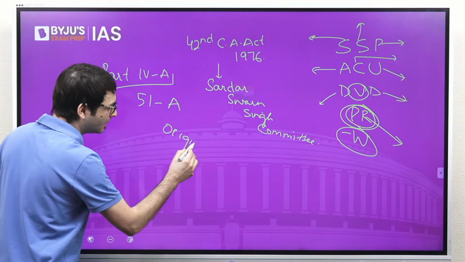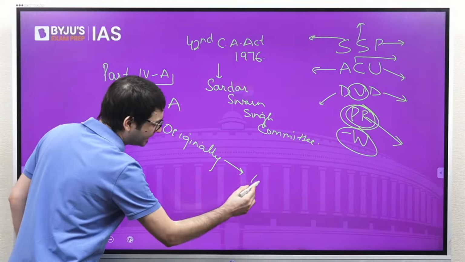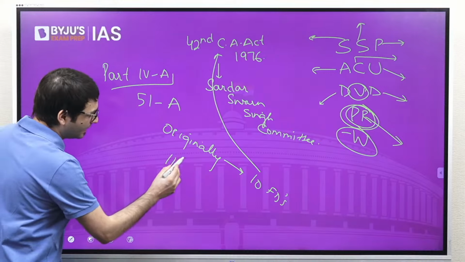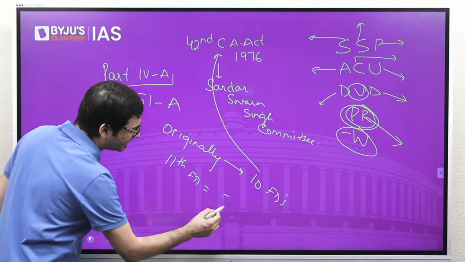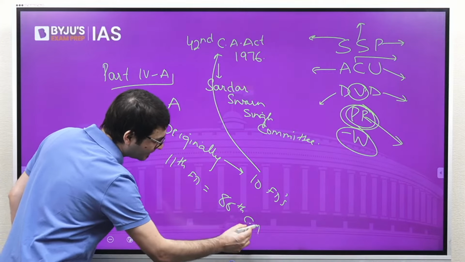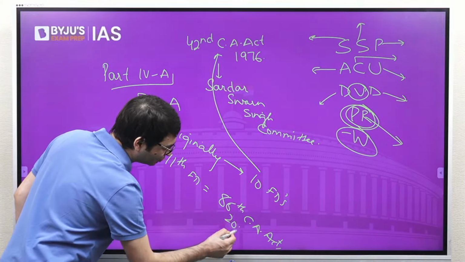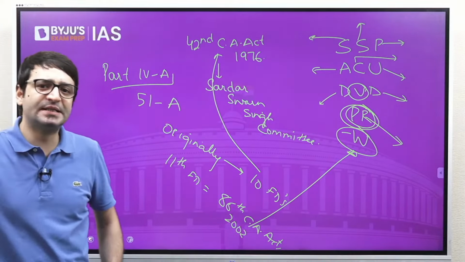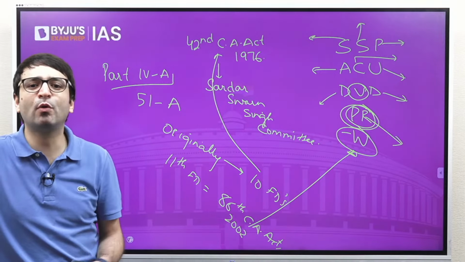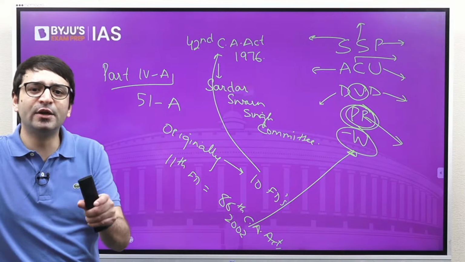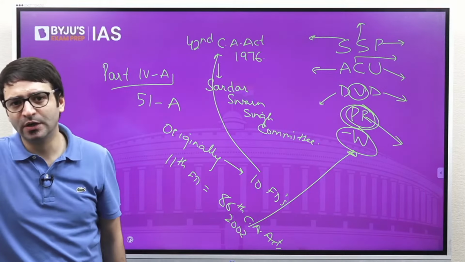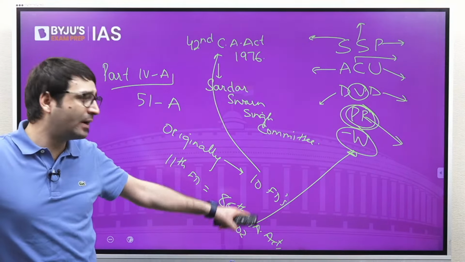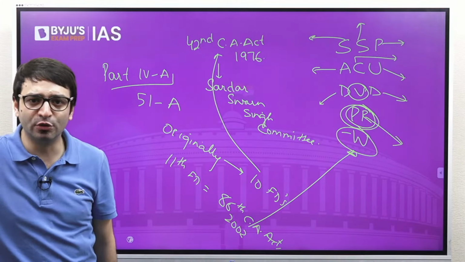Originally, there were 10 fundamental duties added by the 42nd Amendment. The 11th fundamental duty was added by the 86th Constitutional Amendment Act 2002, which is related to education. Because the 86th Constitutional Amendment Act also spoke of the fundamental right to free and compulsory primary education to all the children in the age group of 6 to 14. It was in that constitutional amendment that this fundamental duty was also added.